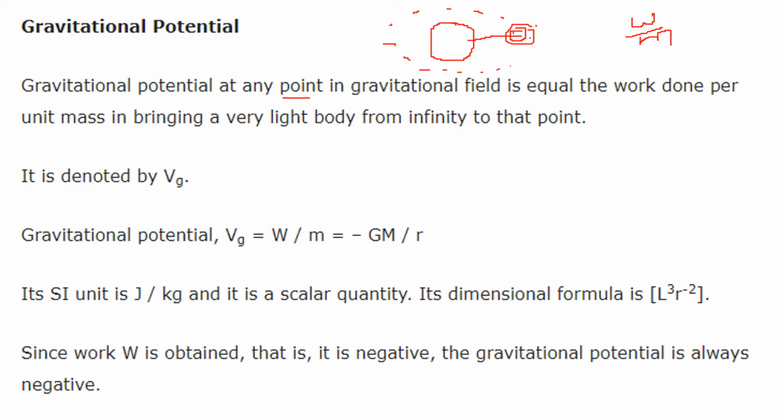So say it is at infinity. It is coming to some point in the gravitational field. This is denoted by Vg. Vg is given by W by m, which is eventually minus G into M by r. The SI unit is joule per kg, and it is a scalar quantity. The dimensions are L to the power 2, T to the power minus 2. Here W is the work, and this is negative. That means gravitational potential is always negative. This sign shows that.